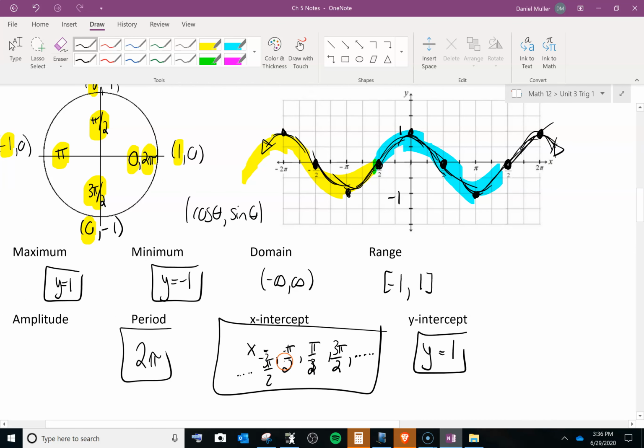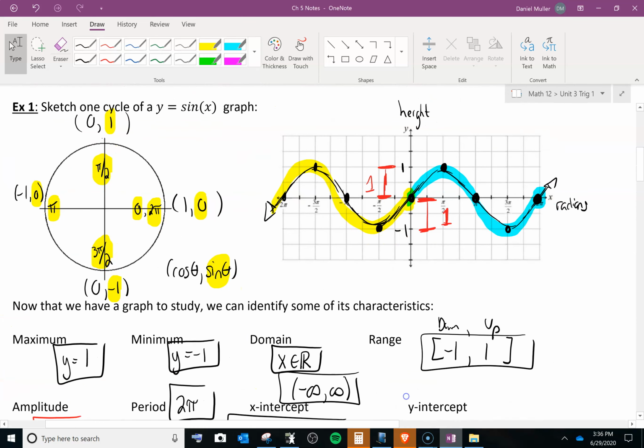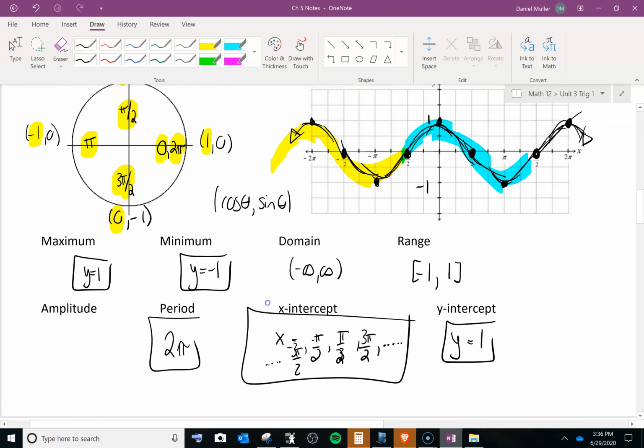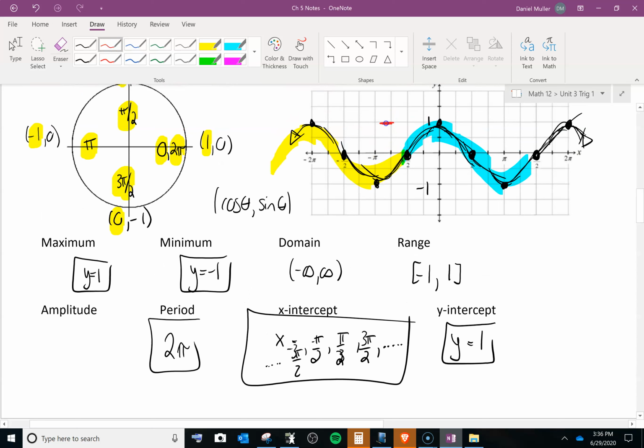But they happen at different spots. This happens at the pi over 2s, the 3 pi over 2s, whereas sine happens at the pi's, like the pi or the 2 pi. So they are a little bit different there. The amplitude is the space between the top and the middle, or the middle and the bottom. Either way, that's a height of just 1. So our amplitude, which we say is A, is 1.